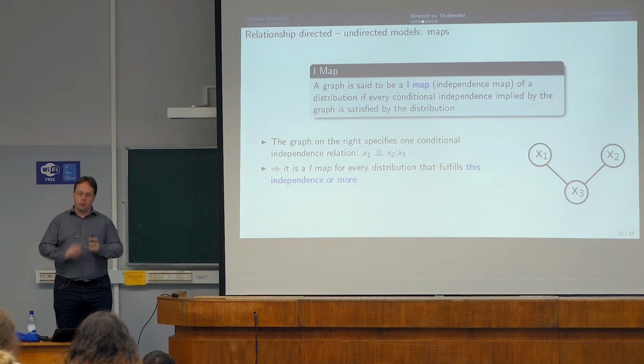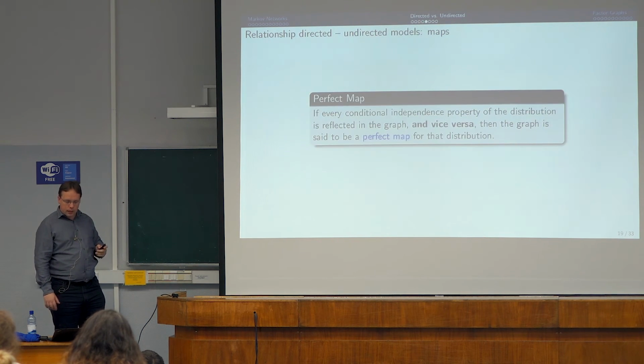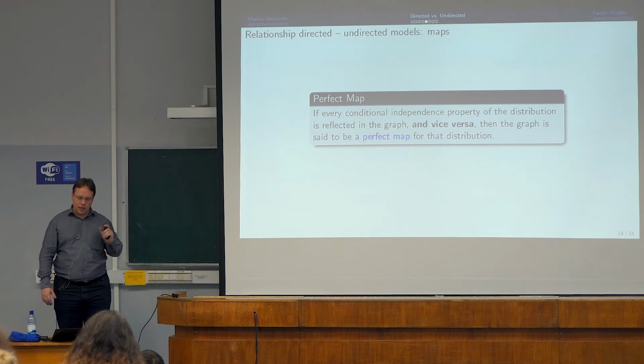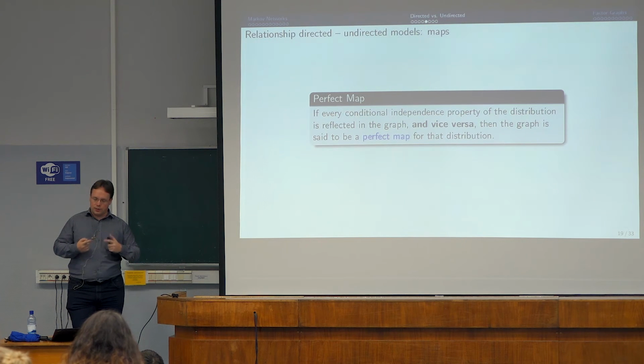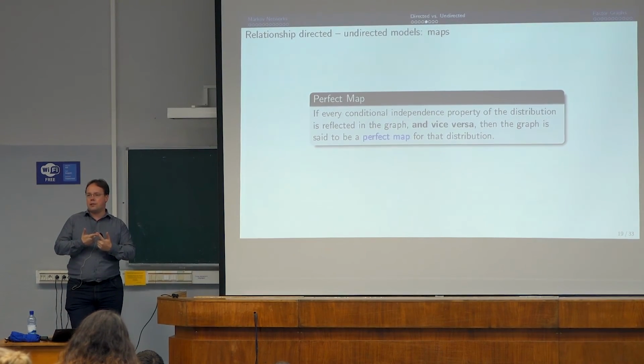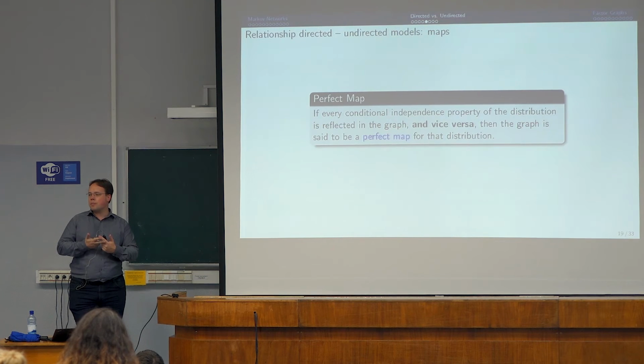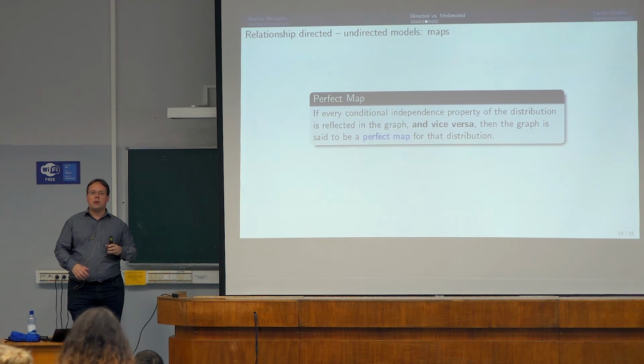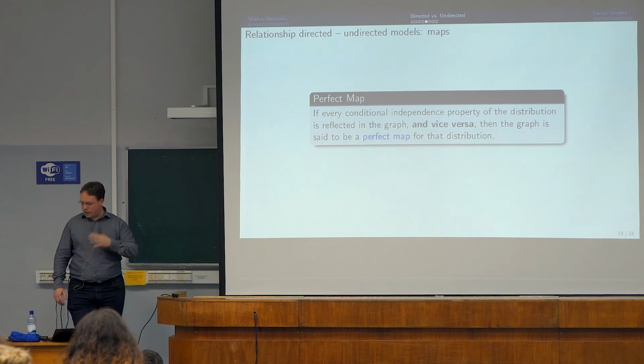Interesting it gets if you put both together. So a perfect map between the distribution and the graph is if it's an I map and a D map, meaning the graph specifies all the independence statements and nothing else. Okay? So that's a way of saying this graph is a really good representation of my distribution, because everything that is dependent is in there, everything that is independent is in there, and nothing else.